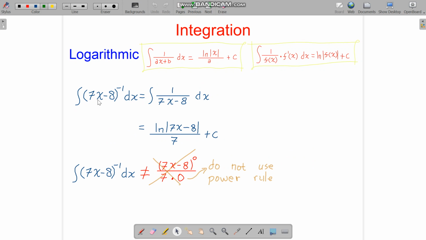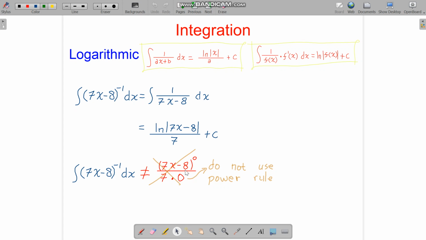So another example is, say we have 7x minus 8 to the power of minus 1. So remember, to the power of minus 1 is the same as 1 over. So here we have ln, exactly the same, of 7x minus 8 divided by the derivative of 7x minus 8. And notice that we cannot use the power rule. So if you try to use the power rule, we use the 7x minus 8 exactly the same.